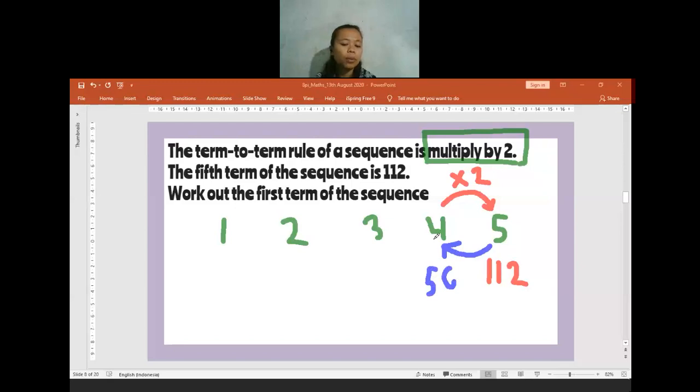And then after that, if we go to the previous one, we have to divide it by 2. 56 divided by 2 will be 28. And then if I go to the previous one, 28 divided by 2 equals 14. So the previous one will be equal to 7.